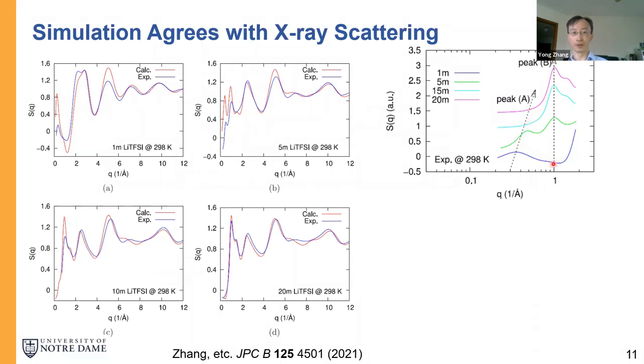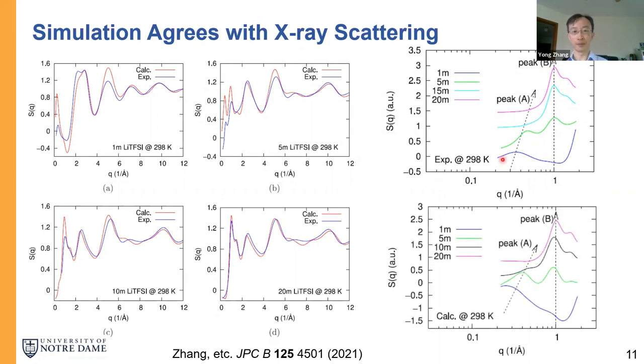The other feature is this signal here at about one over angstrom. At low concentration, there's nothing. With increasing salt concentration, we start to see a peak, but the peak position doesn't really change. So we call them peak A and peak B here. This is experiments. When we go to our simulation result, we see exactly the same thing. We have two features, and they follow the same trend when we increase the salt concentration. This gives us some confidence that our simulation can capture the liquid structure pretty well.